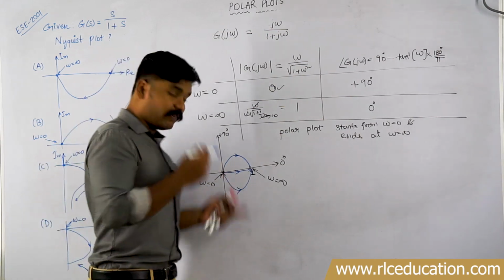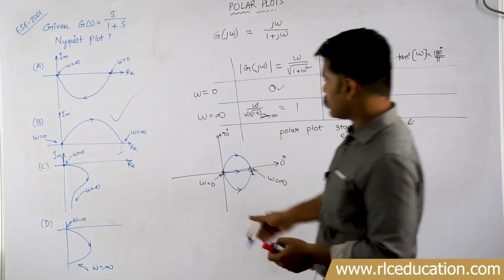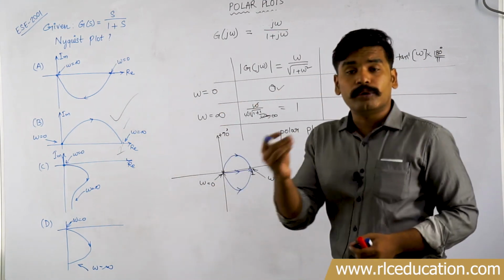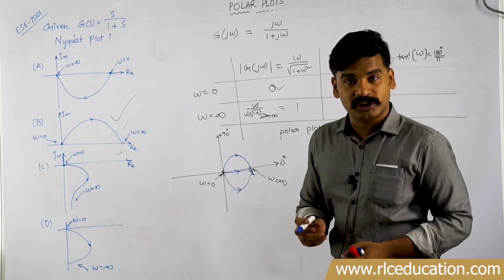Isn't it? What if in the options he has given you the remaining two conditions also? Which would be the right answer? Obviously, this is only the right answer. But how do you determine the direction of travel also? Yes, you have to find out what is the direction of travel also.